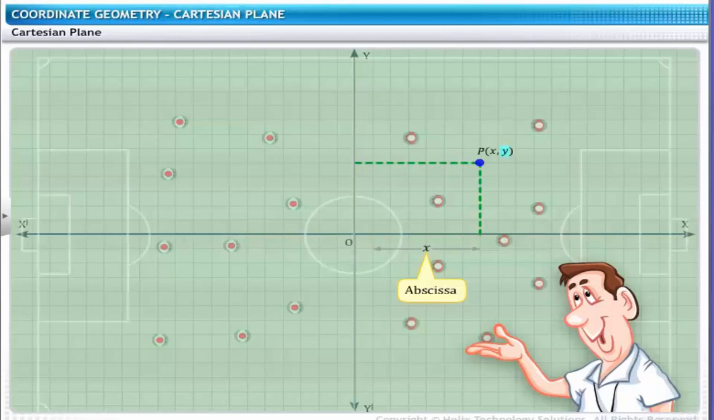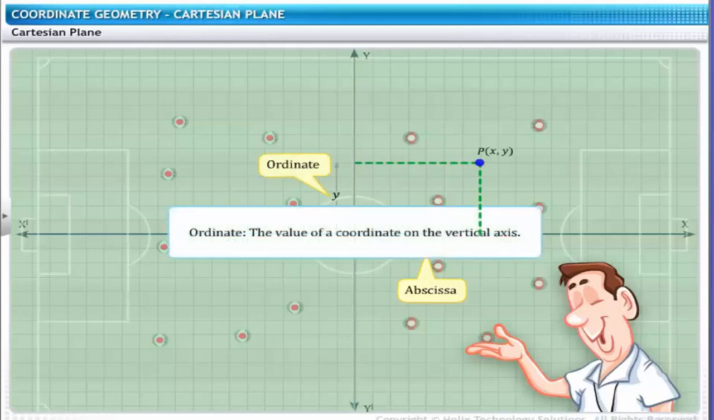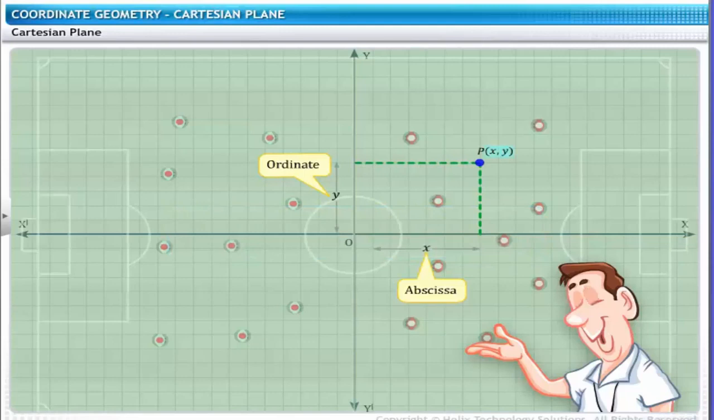Similarly, y is the y-coordinate or ordinate. Ordinate is defined as the value of a coordinate on the vertical axis. Thus, x, y is called the coordinates of point P.